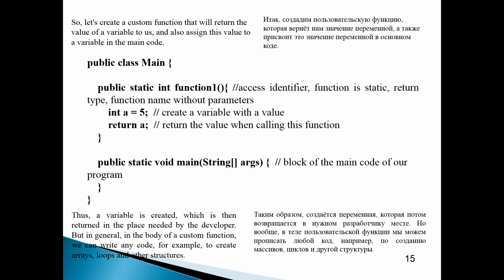And next line, public static void main, in the round brackets you can see String, square brackets, args, comment: block of the main code of our program. Thus, a variable is created which is then returned in the place needed by the developer. But in general, in the body of a custom function, we can write any code, for example, to create arrays, loops, and other structures.